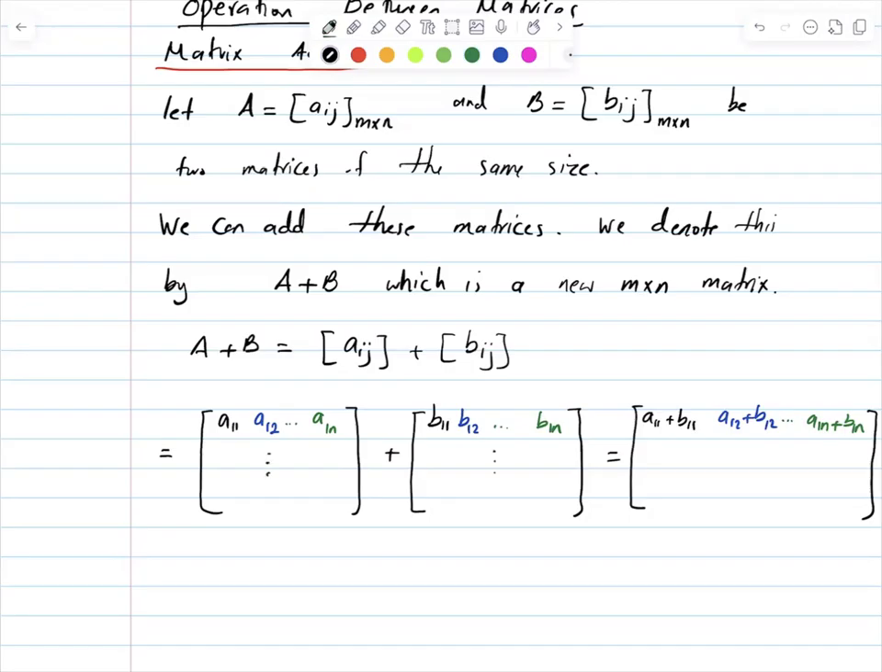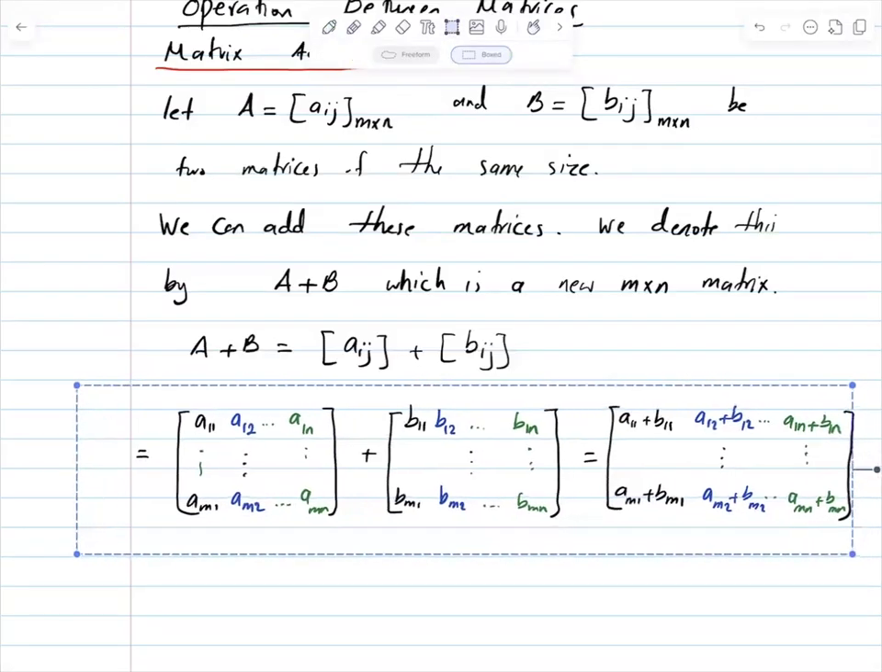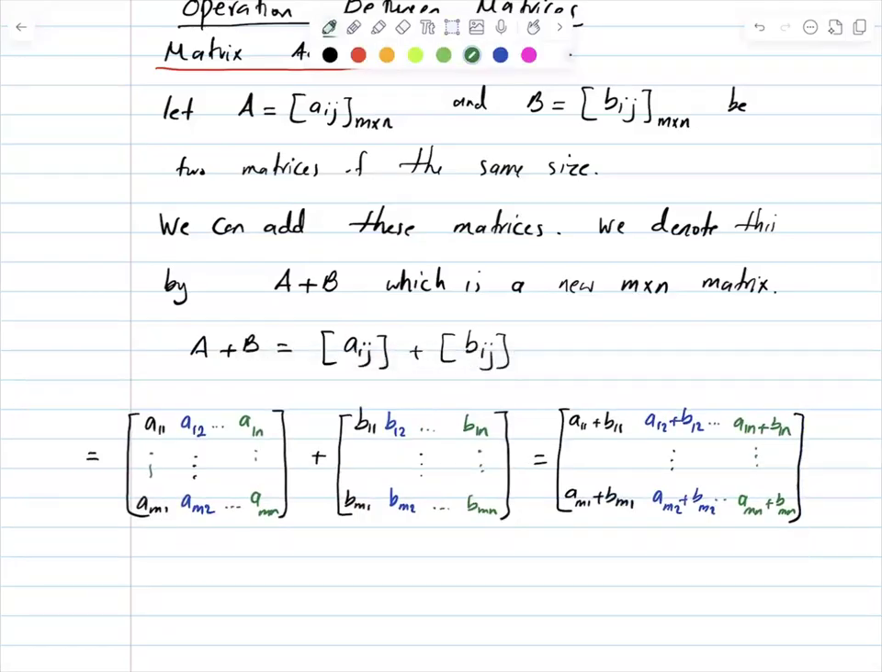So this goes further down to the rest of the entries, Am1 plus Bm1. So these two are added together and create a new entry. And then you have, for example, Am2 plus Bm2. And finally, the last one, Amn plus Bmn. So it happens that this matrix also has the exact same size as matrix A and matrix B. This is an m by n matrix. So addition of matrices is super easy.